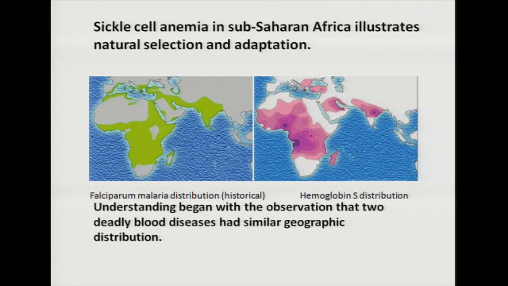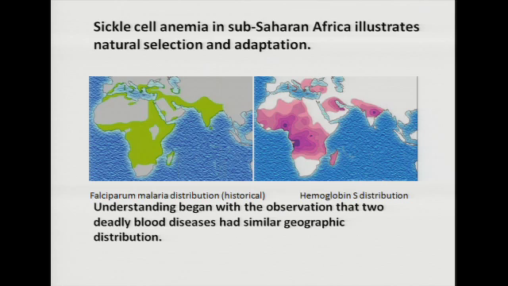And here's how the development of understanding began. In the 1940s and 50s, scientists, epidemiologists, geneticists realized that in sub-Saharan Africa, there were 2 deadly blood diseases with very similar geographic distribution. This is the distribution of a form of malaria called falciparum at that time. And you can see that it was distributed throughout sub-Saharan Africa. Here, a little band around the Mediterranean, through the Mideast and into India.